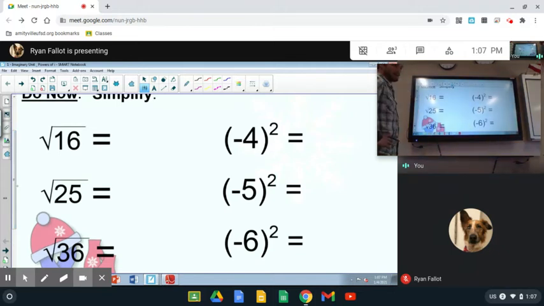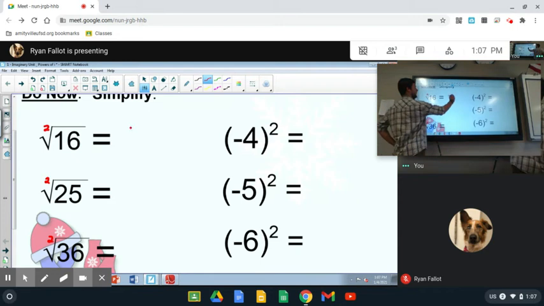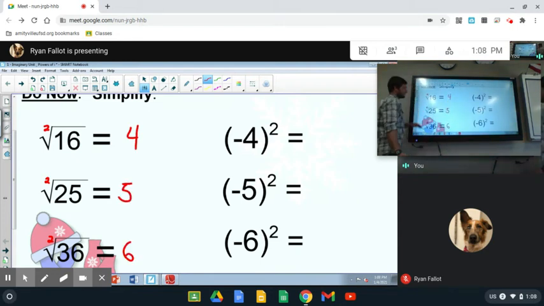Radicals 16, 25, and 36 are all perfect squares. They're perfect squares because I know the perfect squares, and I know that the little numbers that are hidden up here are 2. So what times what is 16? 4. What times what is 25? 5. What times what is 36? 6. Done. No thought at all on this.